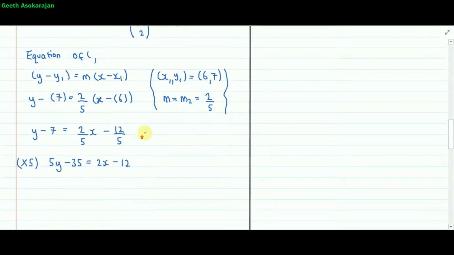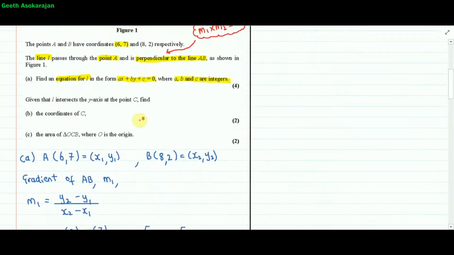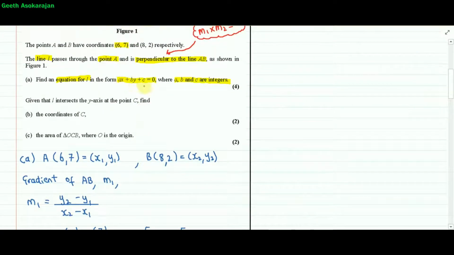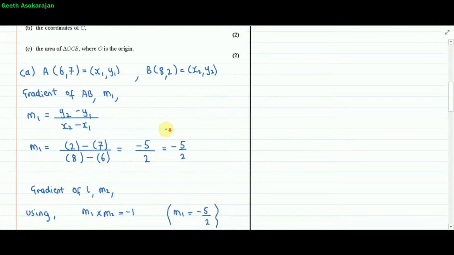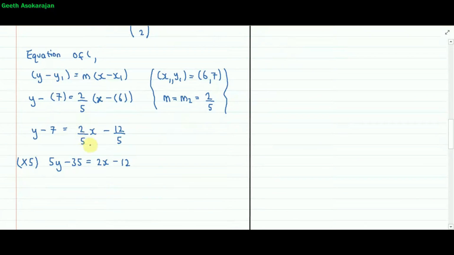Okay. Now, going back to the question, we do need to write it in the form ax plus by plus c equals 0, where a, b and c are integers. So what I'm going to do is take all of my terms to the left hand side. It doesn't matter at this stage.